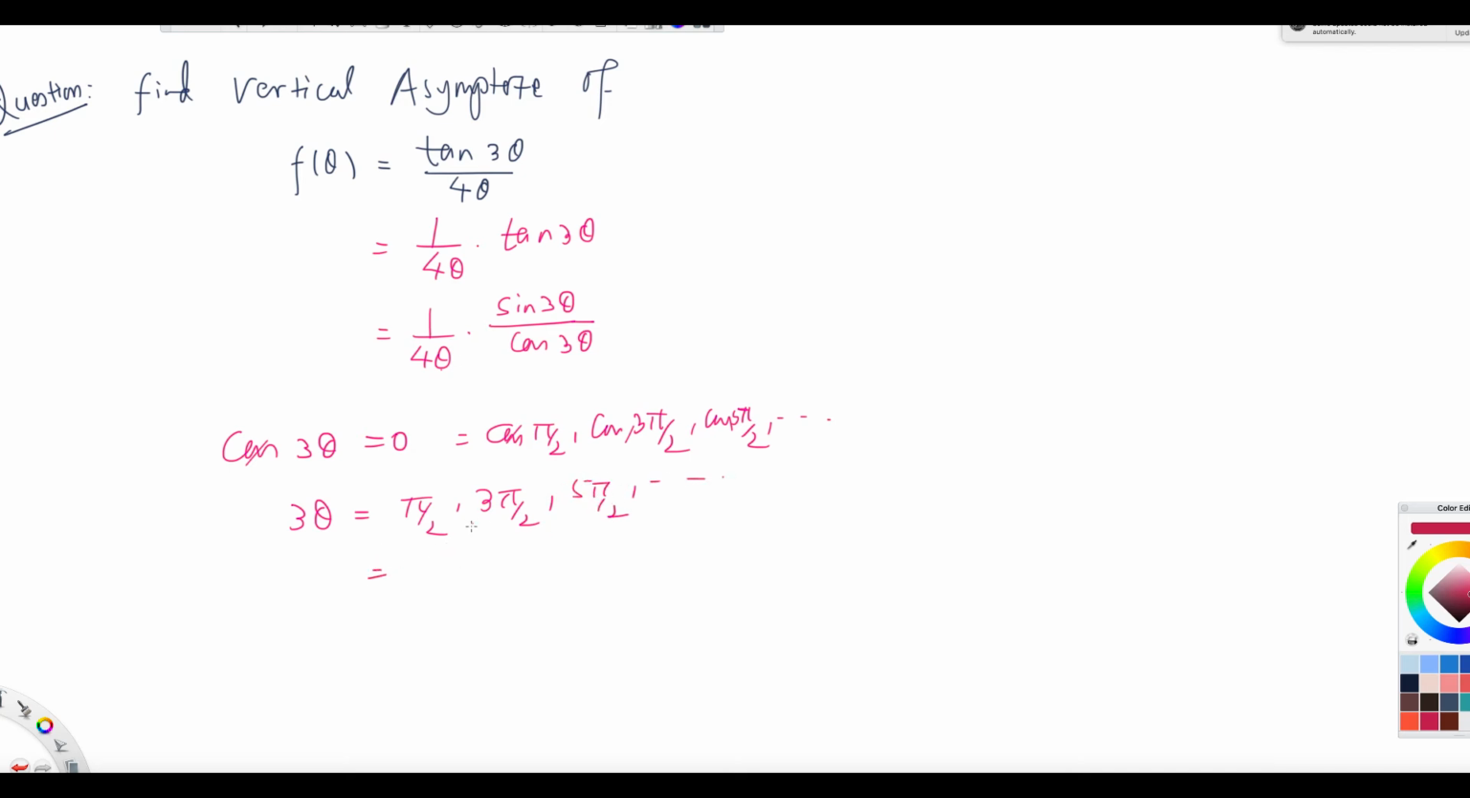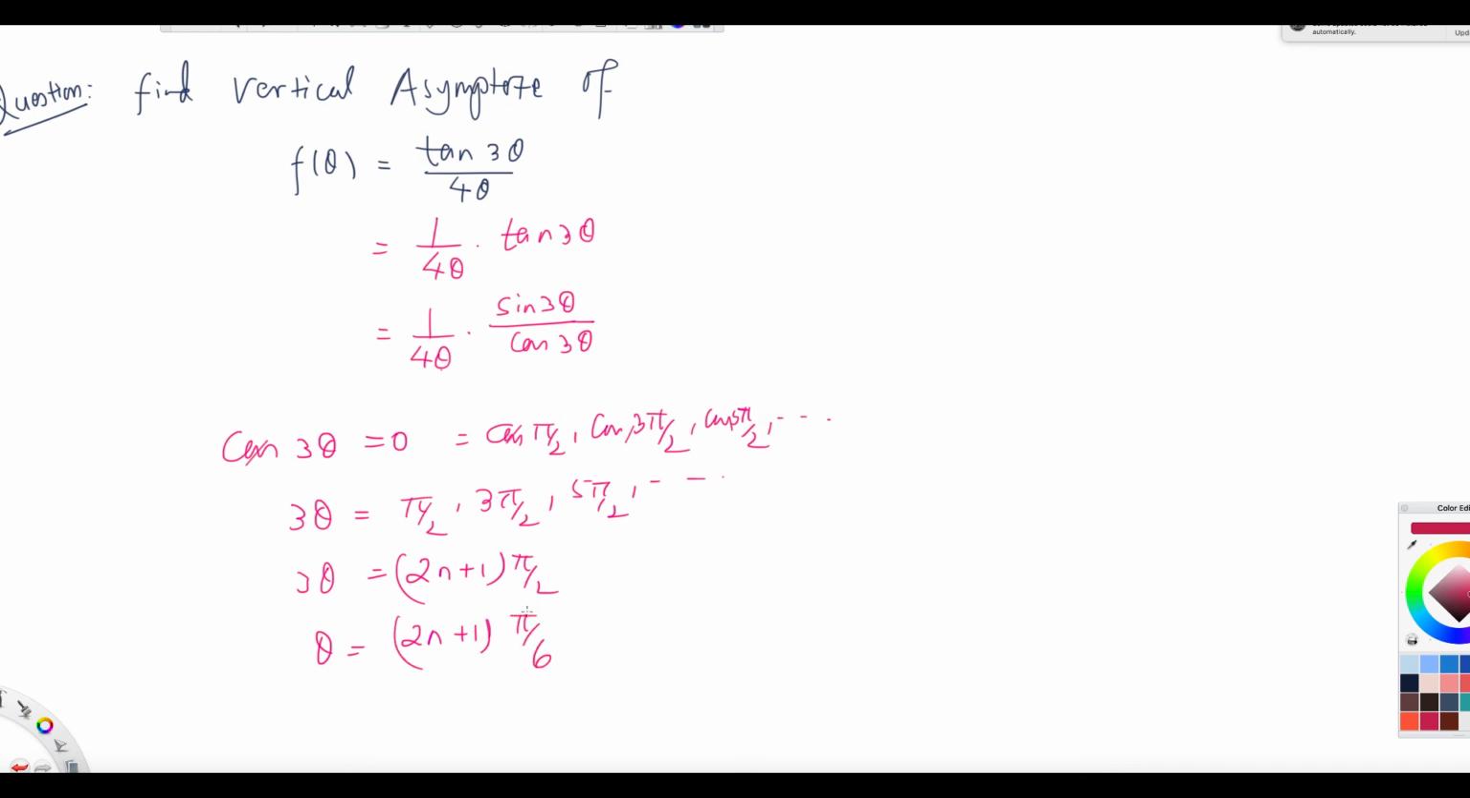So instead of writing so many pi over 2's, you can write 2n plus 1 because it is an odd number, right? Pi over 2, it is like 1, 3, 5, 7, like that. So you can write like that, right? So that is 3 theta equals (2n plus 1) pi over 2. So now divide by 3, what do you get? Theta equals (2n plus 1), and then pi over 6.